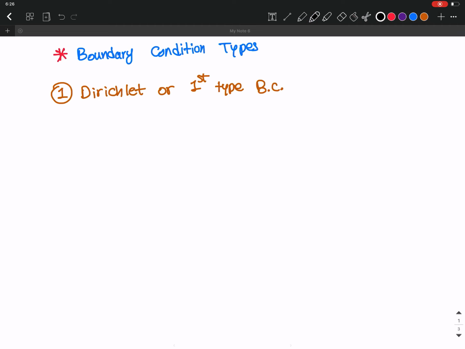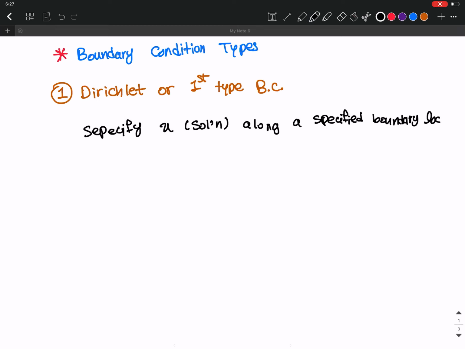Okay, so let's see what it is. In the first type, this is the simplest case, you specify u, or a solution, along a specified boundary location. Okay. So let's see an example of how this looks.